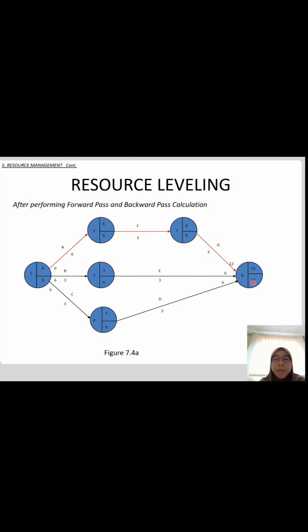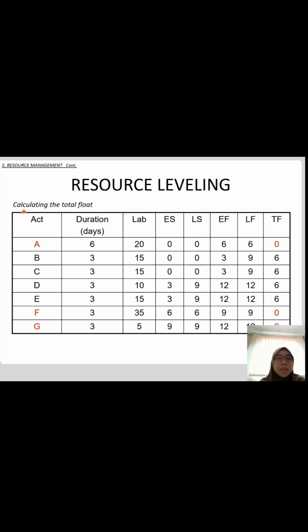And backward pass, 12 minus 3 is 9. 12 minus 3 is 9. 12 minus 3 is 9. Okay. 9 minus 3 is 6. 6 minus 6 is 0. 9 minus 3 is 6. 9 minus 3 is 6. So 0 is the lowest. We calculate the total float of the activity.